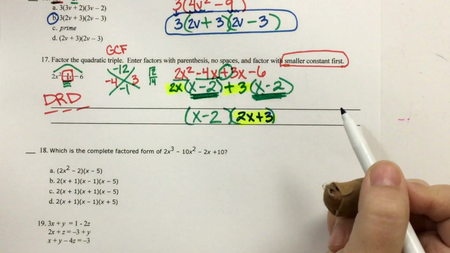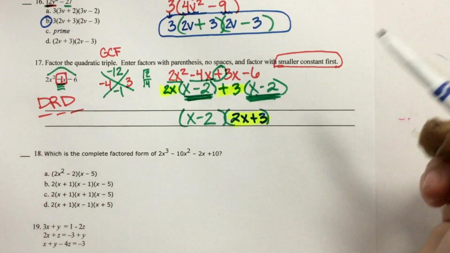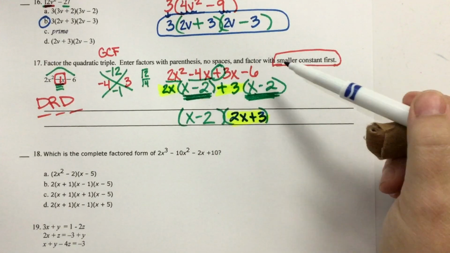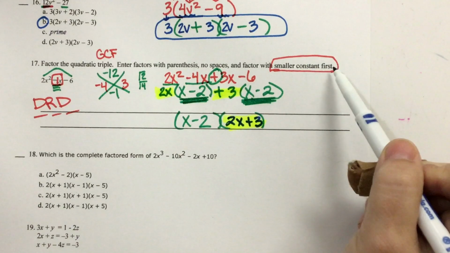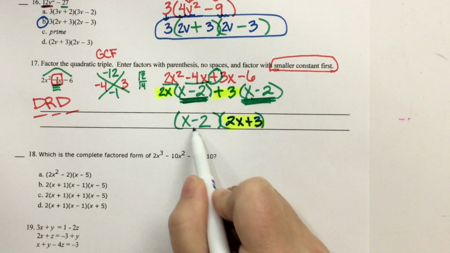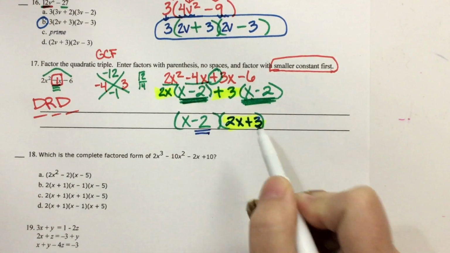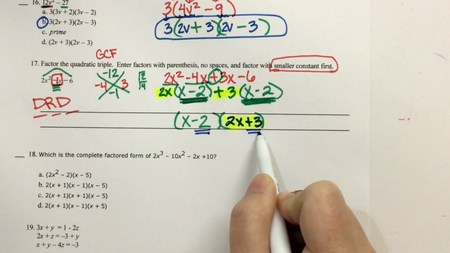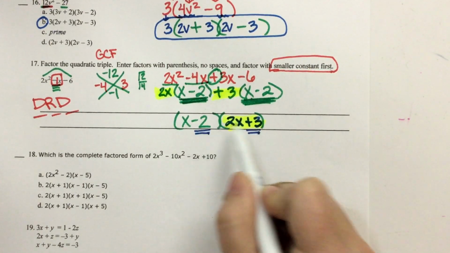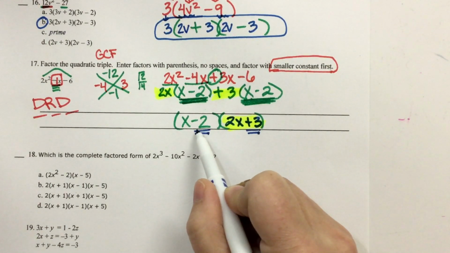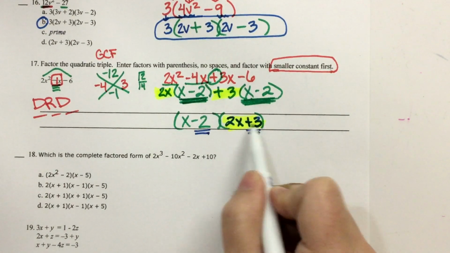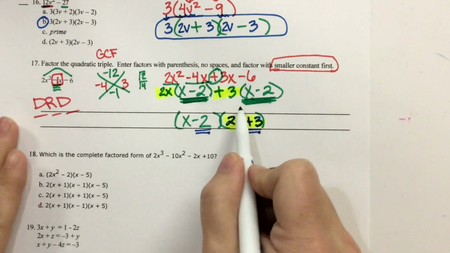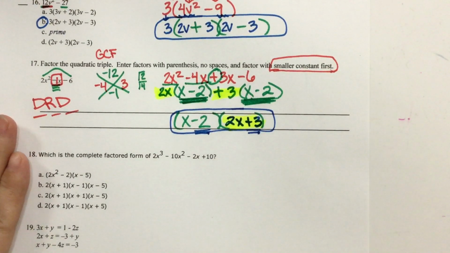Okay, so when it tells you to enter it with parentheses, no spaces, so there'll be no spaces anywhere, and with smaller constant first, that's when you'd look to see if negative 2 is a smaller number than positive 3, or which of these is smaller. And since negative 2 is smaller than positive 3, then you would write the x minus 2 first and the 2x plus 3 last.